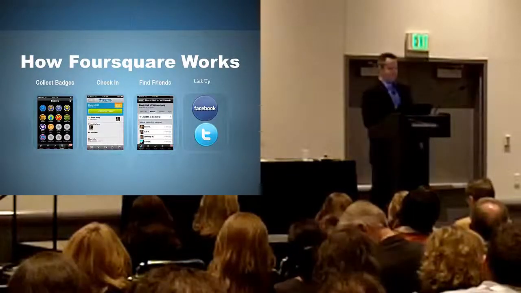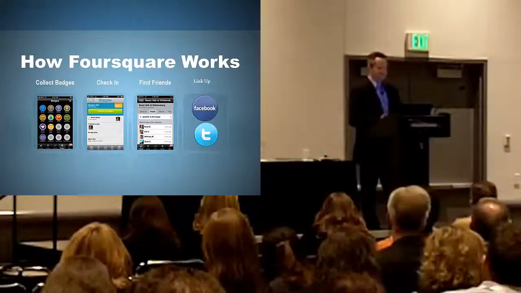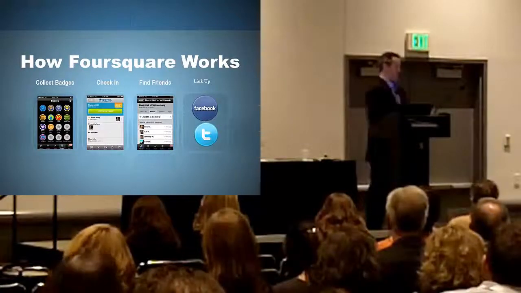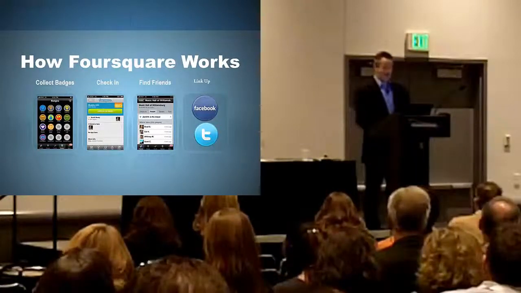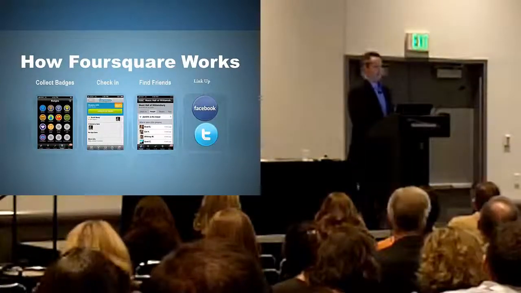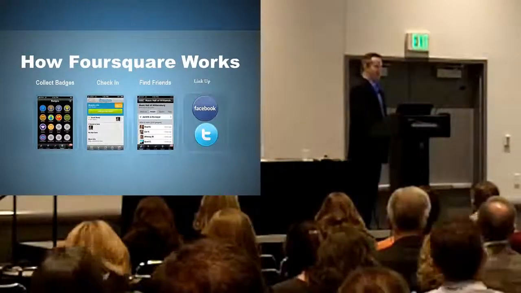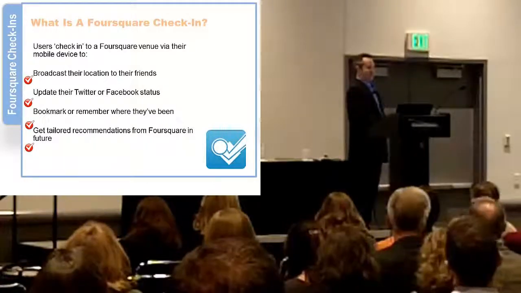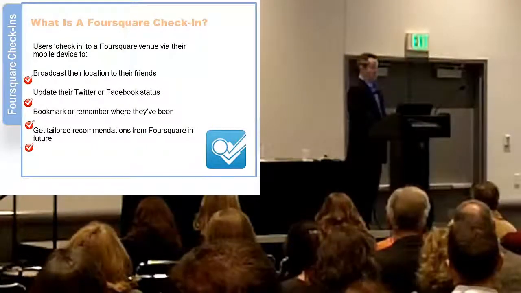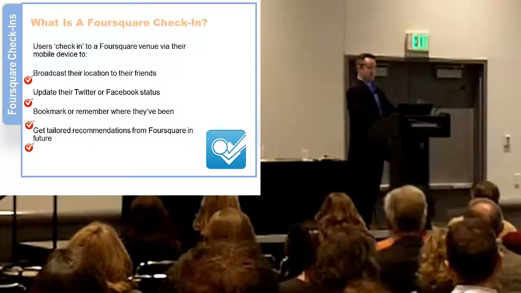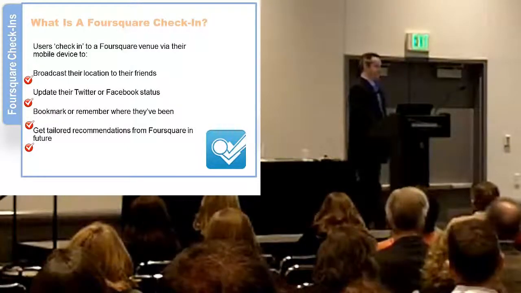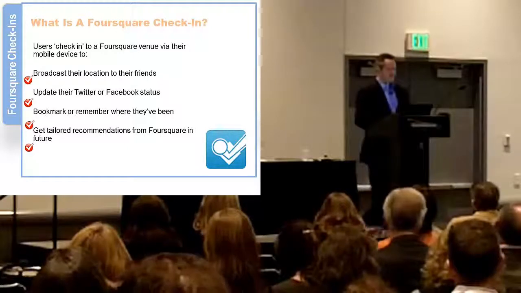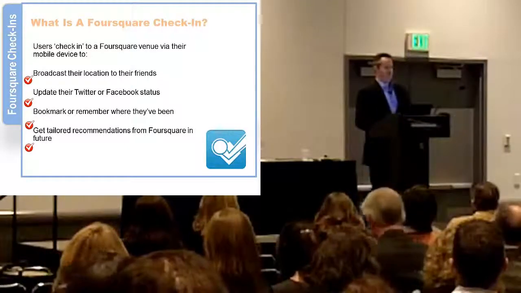So they check in, they find their friends, and it's linked automatically to Facebook Live. And you didn't have to do it. Not too bad. They broadcast their location, they update their Twitter and Facebook status, and it bookmarks. So this little tool on their phone remembers where they've been. It gets tailored recommendations for the future.